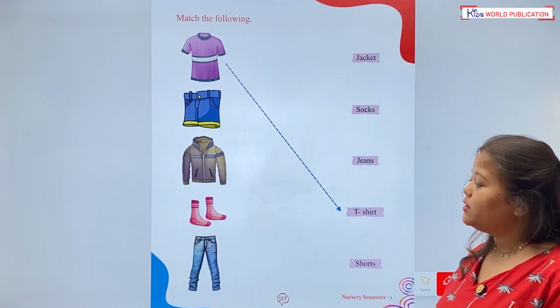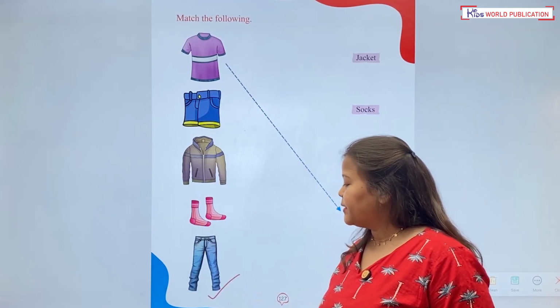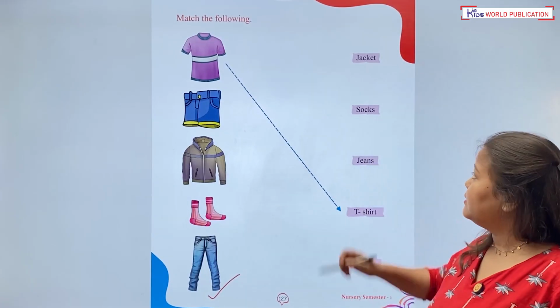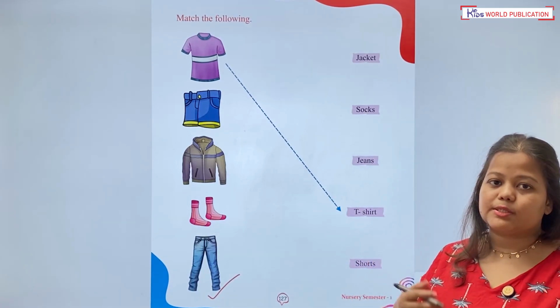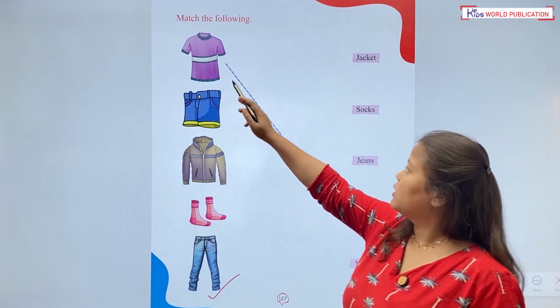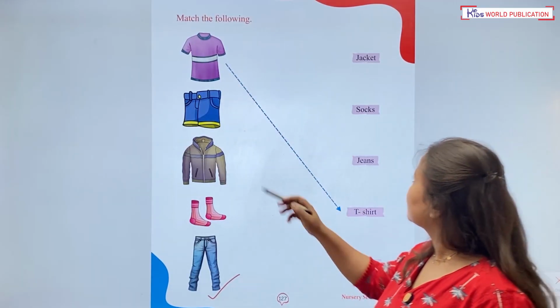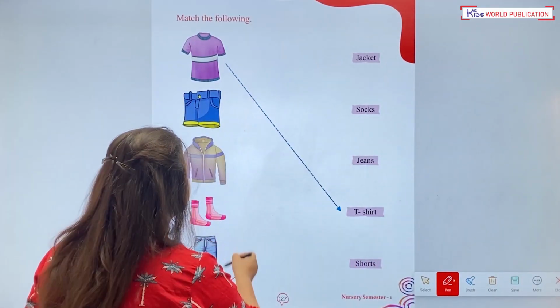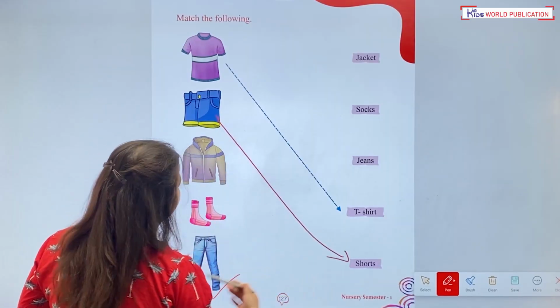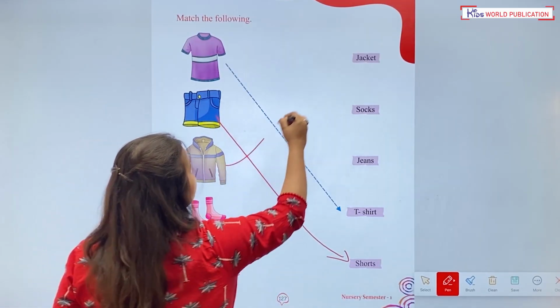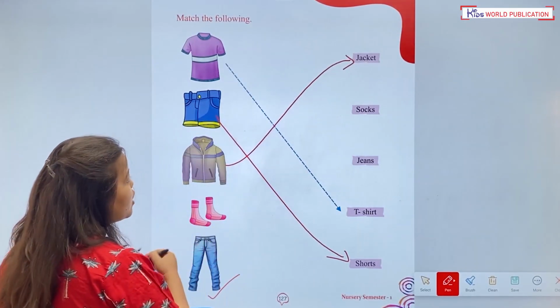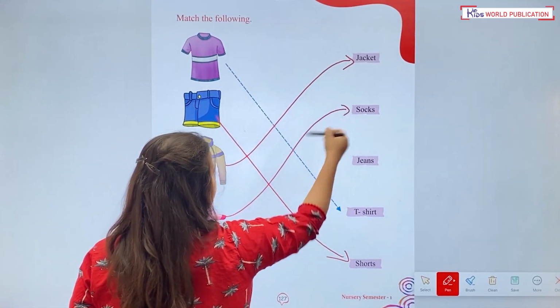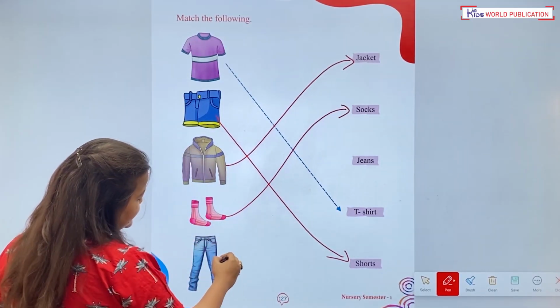Match the following. So kids, here some pictures are given of clothes and their names. So we will match these pictures to their names. T-shirt, shorts, jacket, socks, jeans.